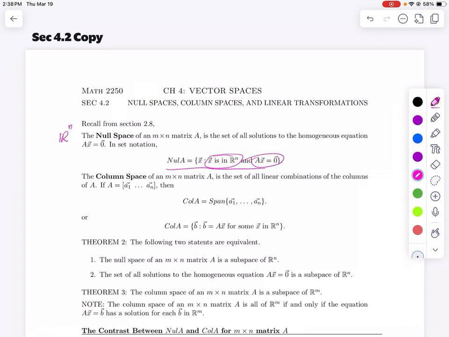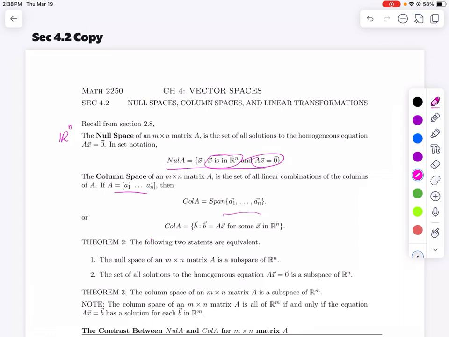Now, if we represent A in column notation, as we saw in chapter 2, I believe, then the column space of A can be called the span of A1, A2, up to AN. What does it mean by the span? Remember what type of vectors are in the span? They will be the linear combinations of these vectors, which are the columns of A.